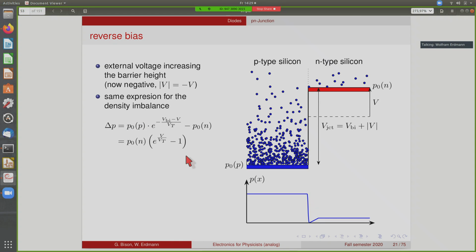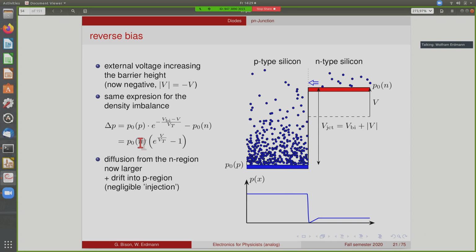Now we go in the other direction. So go away from the equilibrium in the other direction. So we lift this one up, and now we increase the barrier height, and we still have the same expression for the density balance, but now we have the higher density here, which means that there will be an excess of holes trying to flow from the N-type into the P-type silicon. The expression is the same, and we get the same formula for the density imbalance and hence for the current.